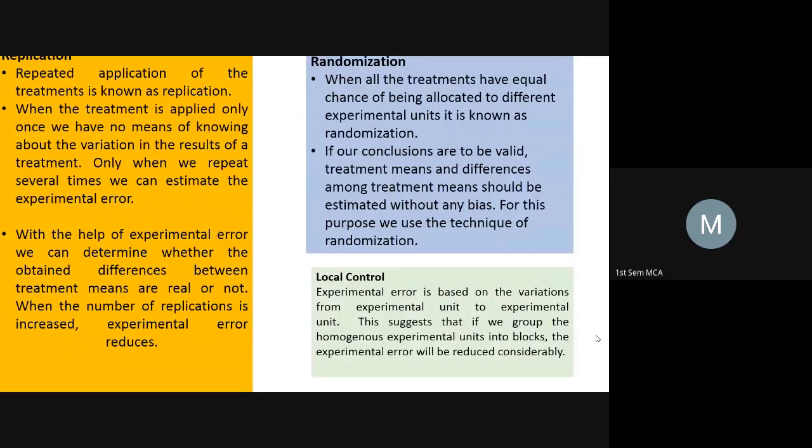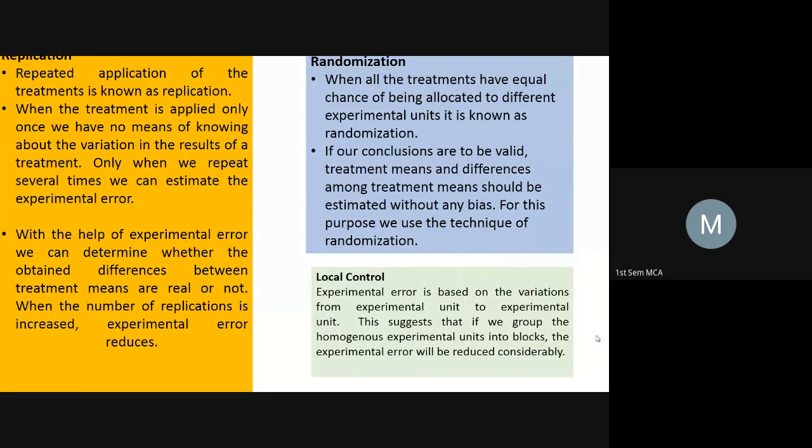So here, repeated application of the treatments is known as replication. That means what is that repeated application of treatments? Placements, then quality of teaching, then accreditation, then ranks, etc. So these are the repeated applications of treatments.